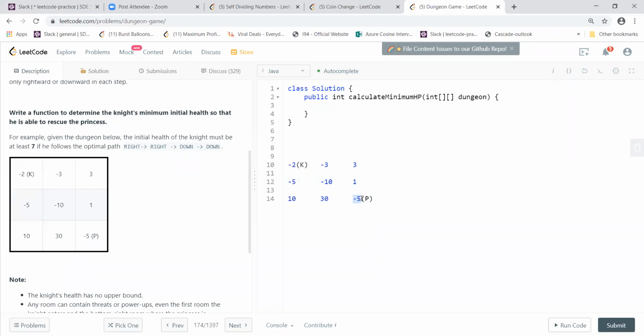If he goes below 0, then it means it's the end. So this is an optimal path. If you go via other paths also, it can happen, but they will need more health points. So here, with the minimum of 7 health points, he can reach very easily.